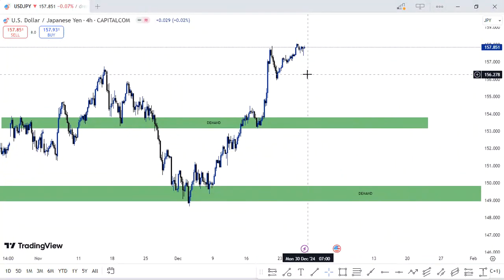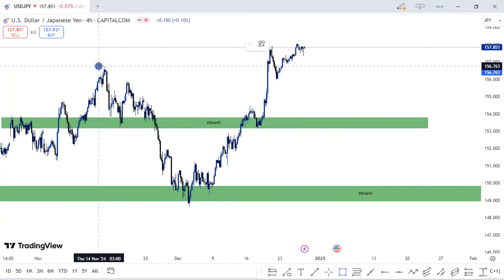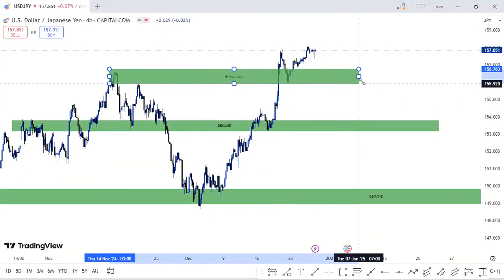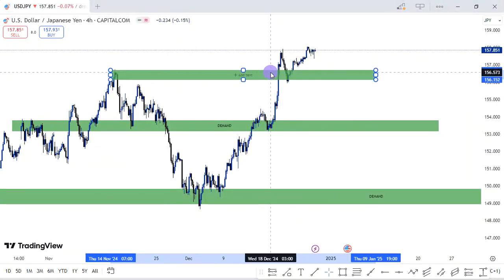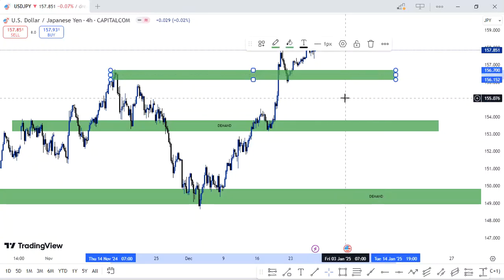Okay, now if we want to even make things easier, we have another one here. I'm very much interested in supply regions that turn demand and demand that turn supply, because they would give us a stronger edge, a stronger avenue to anticipate better entry points from the market.